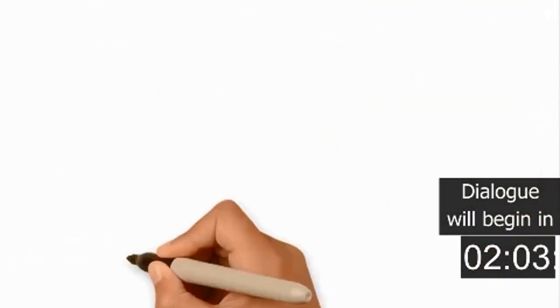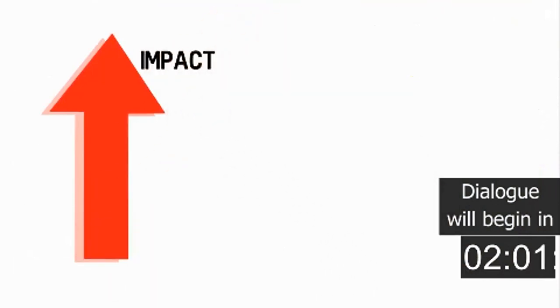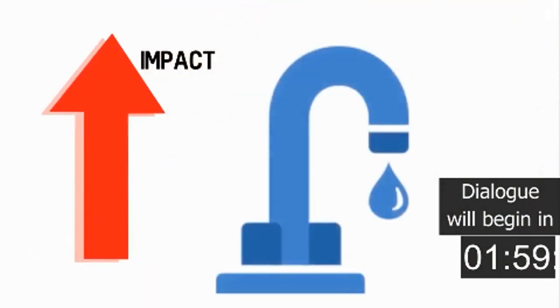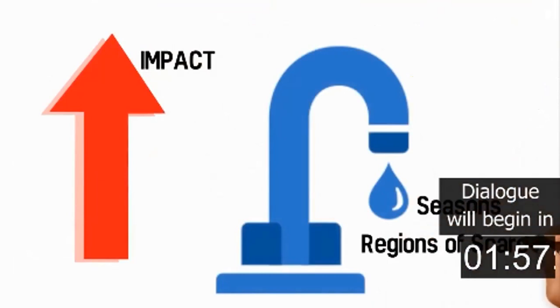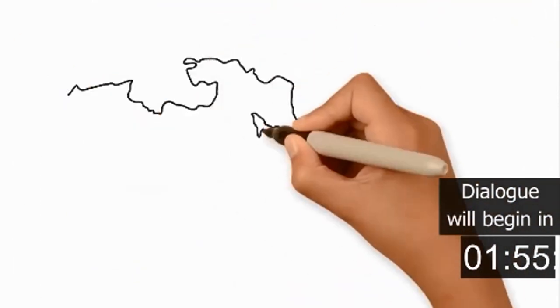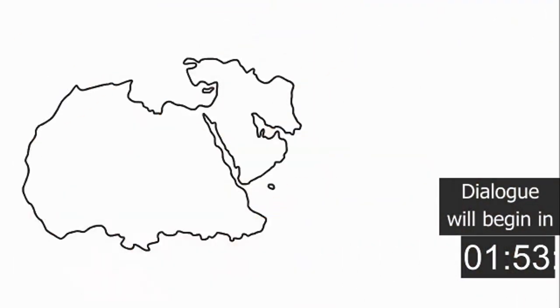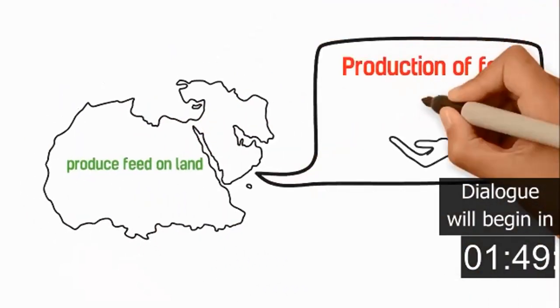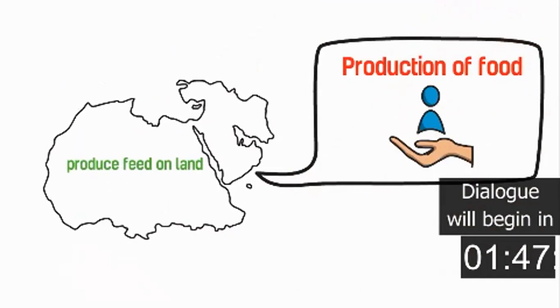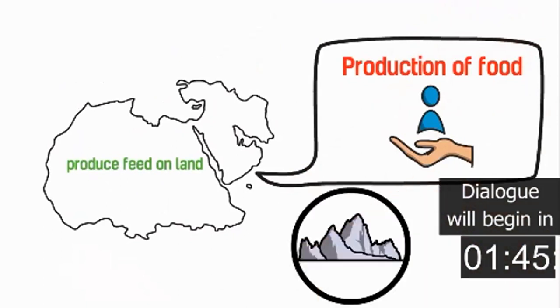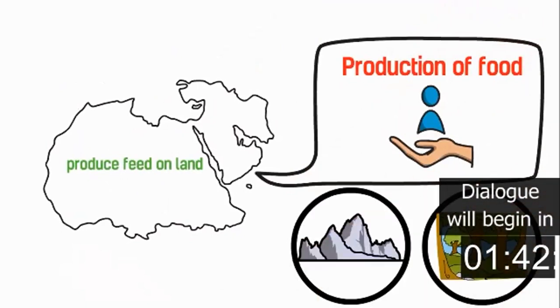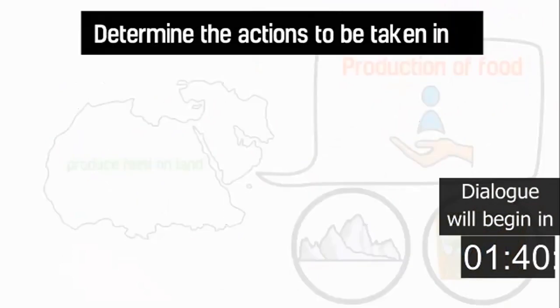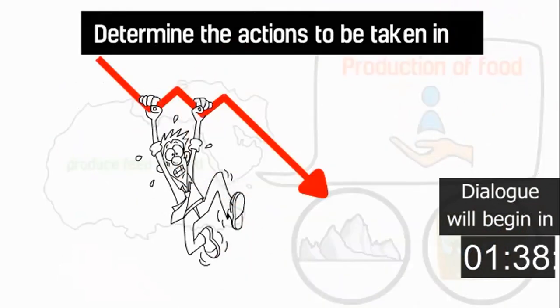For example, the greater impact is felt when water resources are consumed in seasons or regions of scarcity. For land, this is witnessed when there is a drive to produce feed on land that is already dedicated to production of food for human consumption in many arable areas, like the highlands, or for nature, as in forested areas. This will then determine the actions to be taken in averting crises or ensuring minimal impacts on the resource base and the environment.